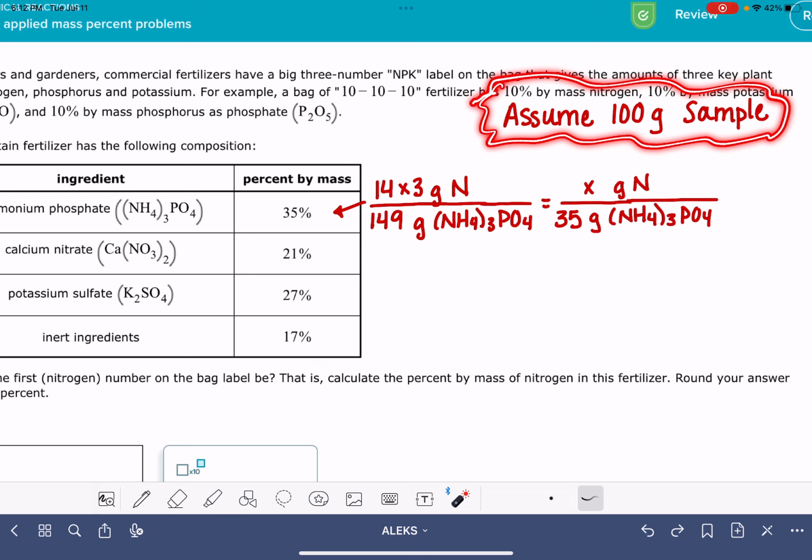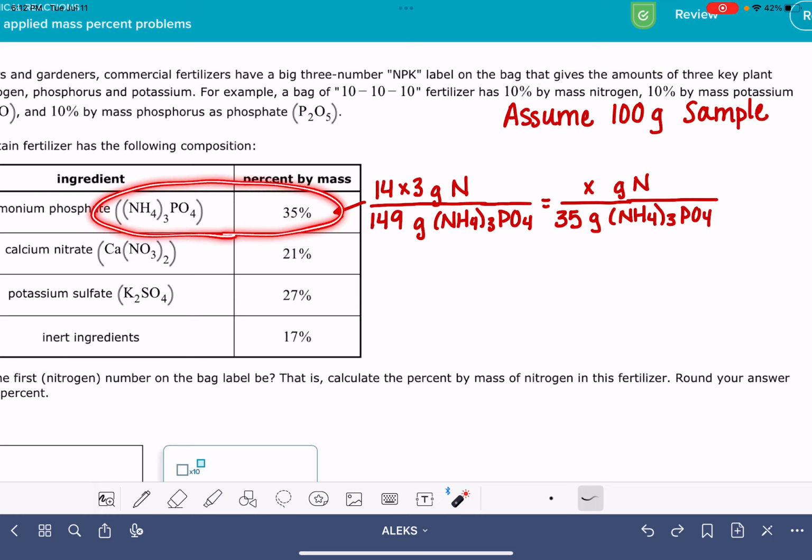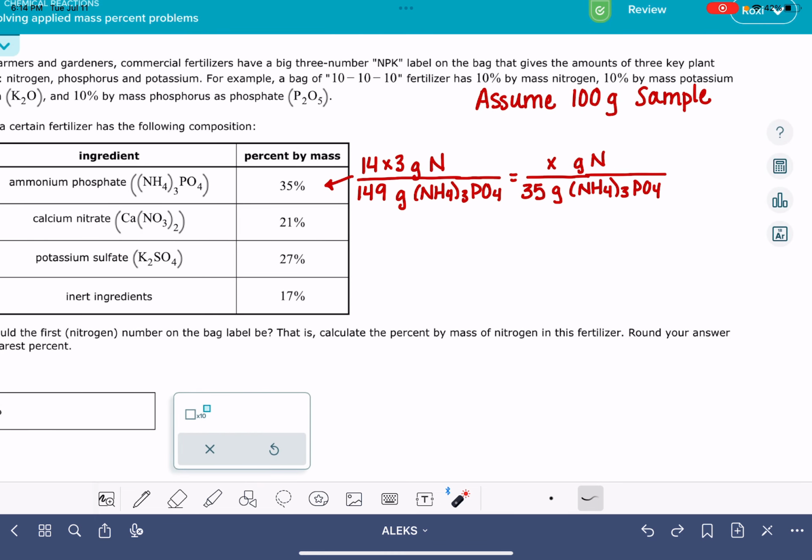If we have a 100 gram sample, 35% of that 100 gram sample is coming from this guy right here. 35% of 100 is 35 grams. So in a 100 gram sample, we have a total of 35 grams of ammonium phosphate. That's where this comes from. Like I said, this is hard. So we're going to use this equality, cross multiply, solve for X.